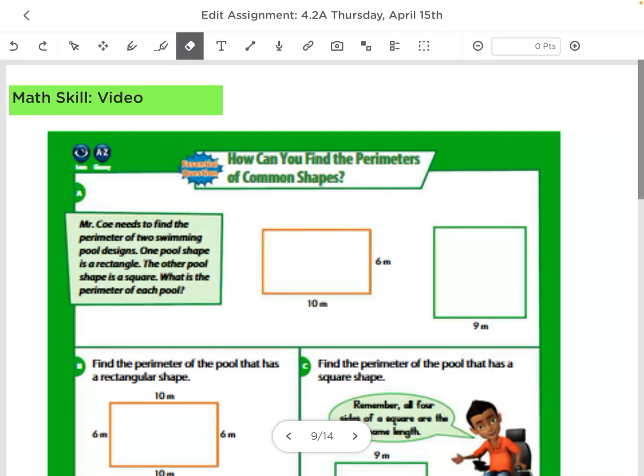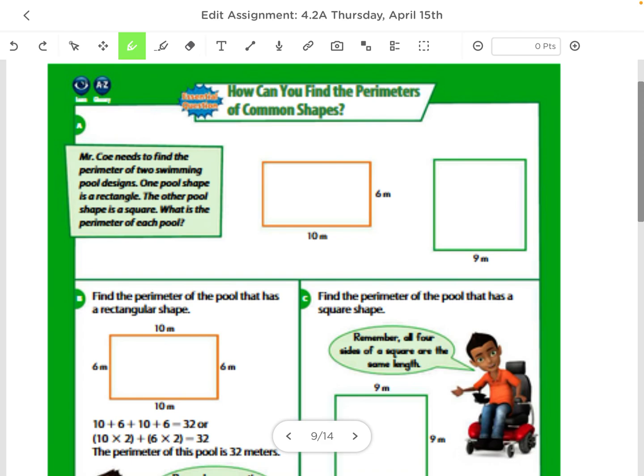Hello, third grade, and welcome to our second part of our math skill today, looking at perimeters. Now, we've been practicing finding perimeters by adding all the sides. At the top of your page, we can write that to find the perimeter, you can add the length plus the length and the width plus the width, as long as it is a rectangle or a square.